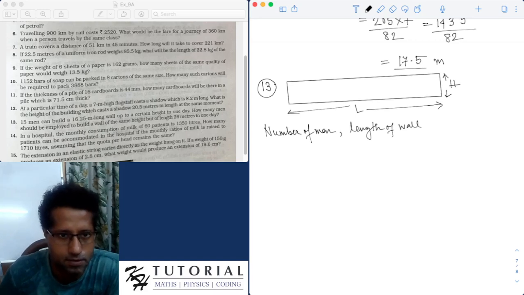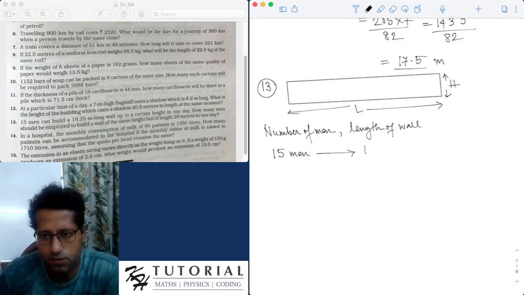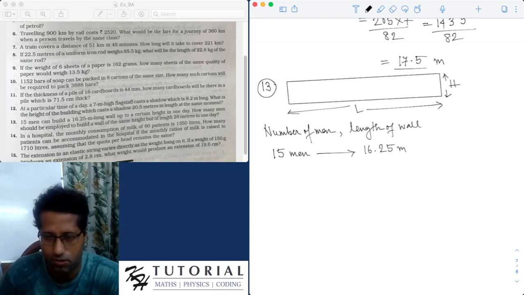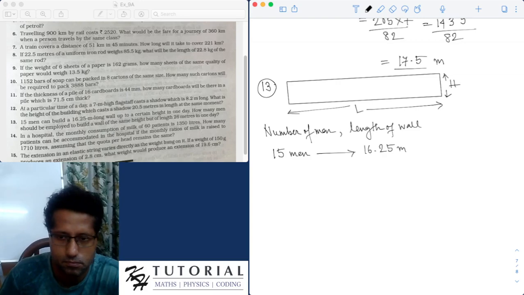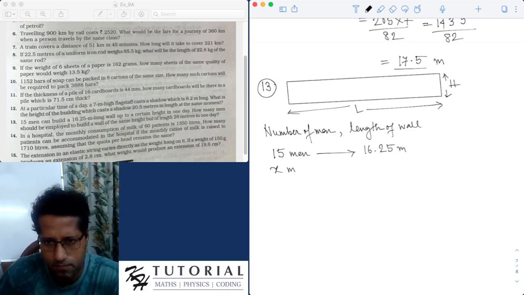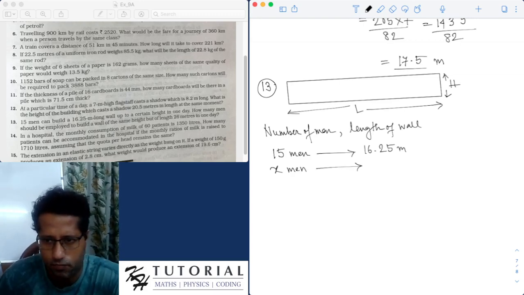So one fact given is that 15 men are required to build a wall of 16.25 meters of certain height. We are not really bothered about the height because it is fixed. Now it is asking how many men should be employed to build a wall of the same height but of length 26 meters in one day. So let's say X men are required to build the same wall of length 26 meters.